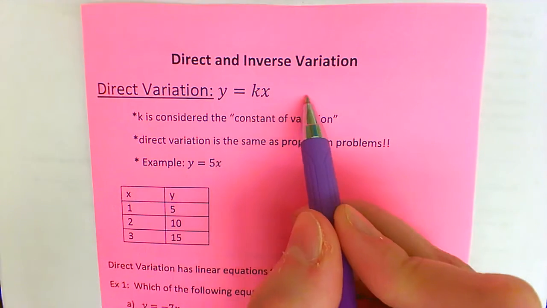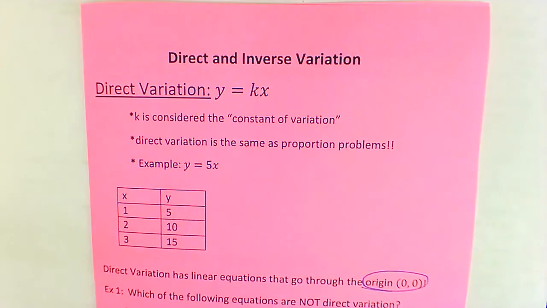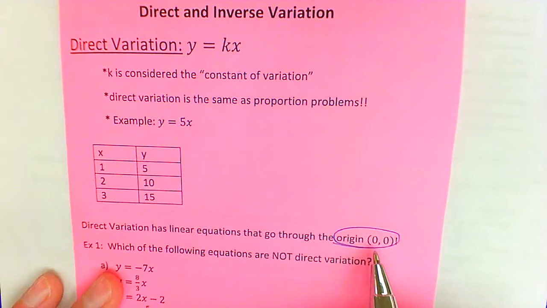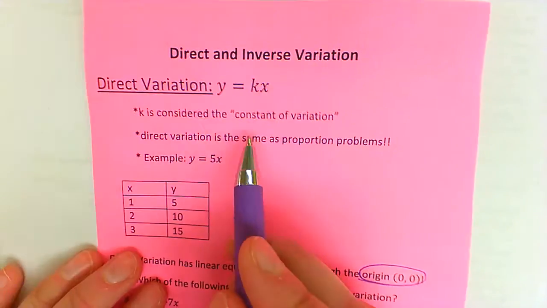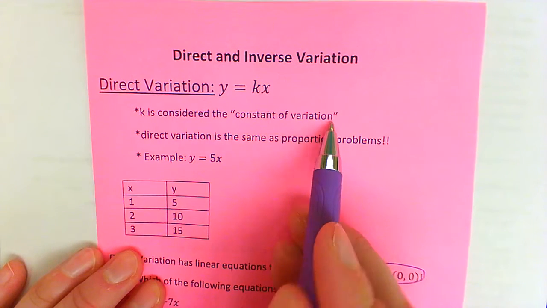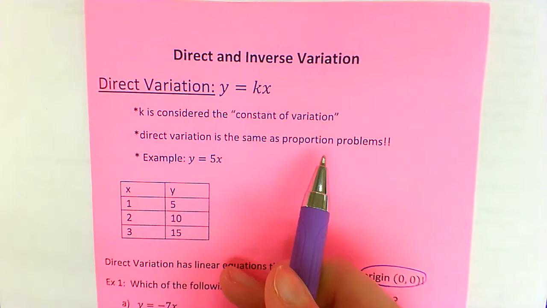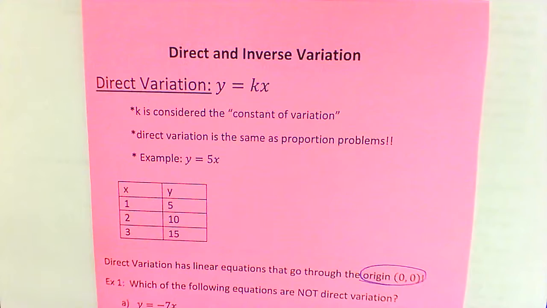We don't have plus or minus a number. That means we are going to start at the origin. So that's why it always goes through (0, 0). Now the k is your slope still, but this is considered the constant of variation. Now direct variation, a lot of these we are going to be able to use our proportion problems.